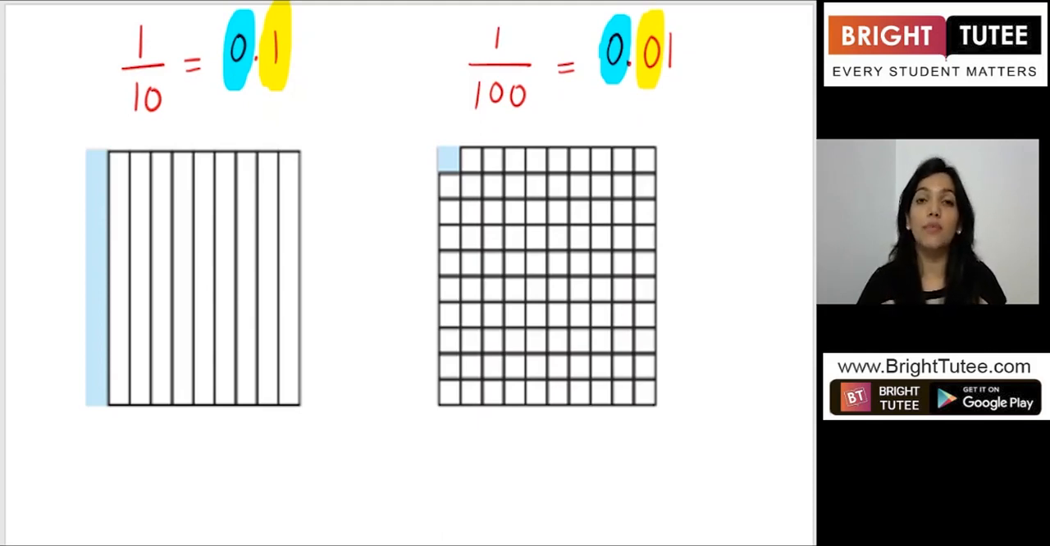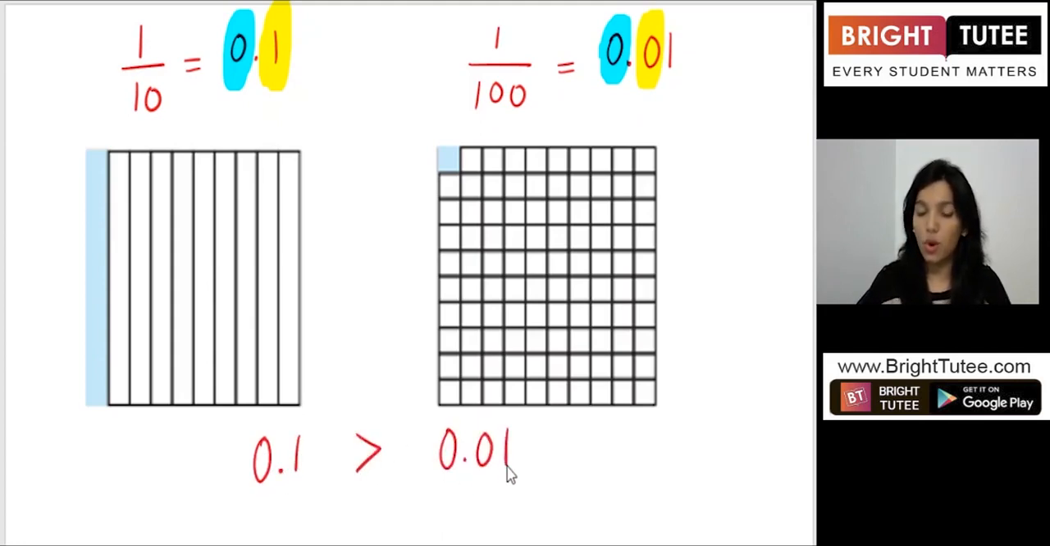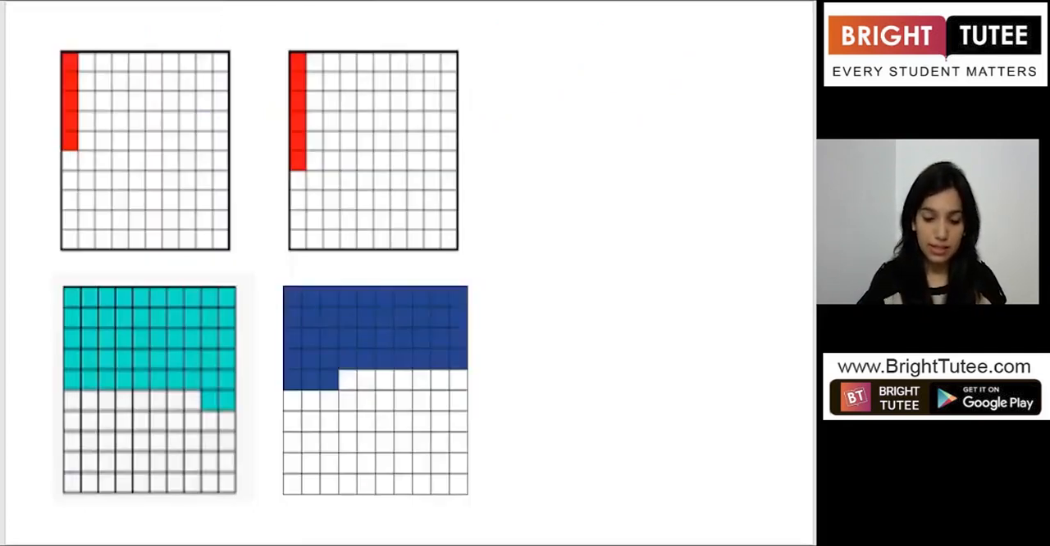So this is how we have got the answer, that 0.1 is bigger than 0.01. Okay, I hope this is clear. Let us now see some more examples where we'll solve the pictures to compare the numbers.